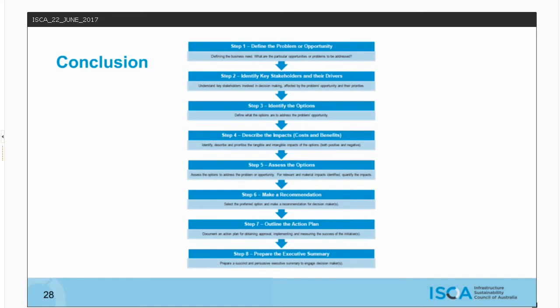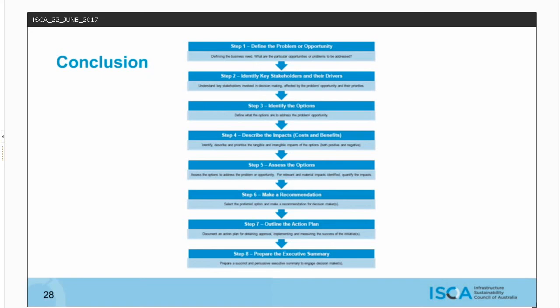Step 3, identify the options. Defining what the options are to address the problem or opportunity. Step 4, describe the impact. This is identifying, describing and prioritising the tangible and intangible impacts of the options, both positive and negative. Step 5, assess the options. Assessing the options to address the problem, opportunity, and for relevant and material impacts identified, quantifying the impacts.